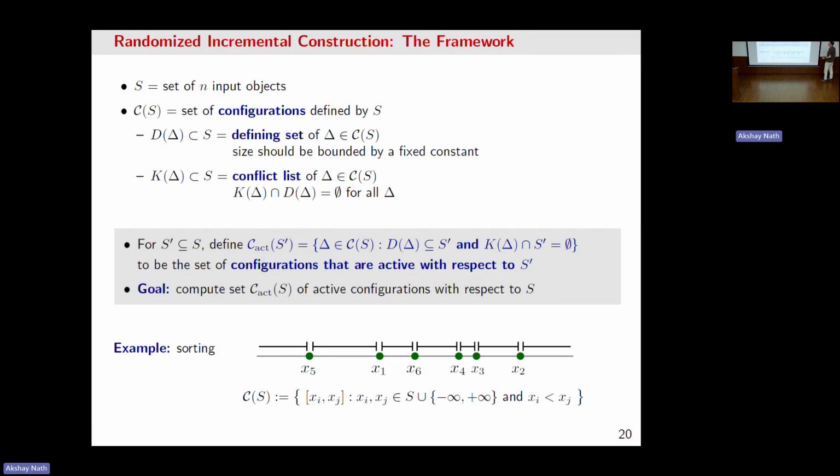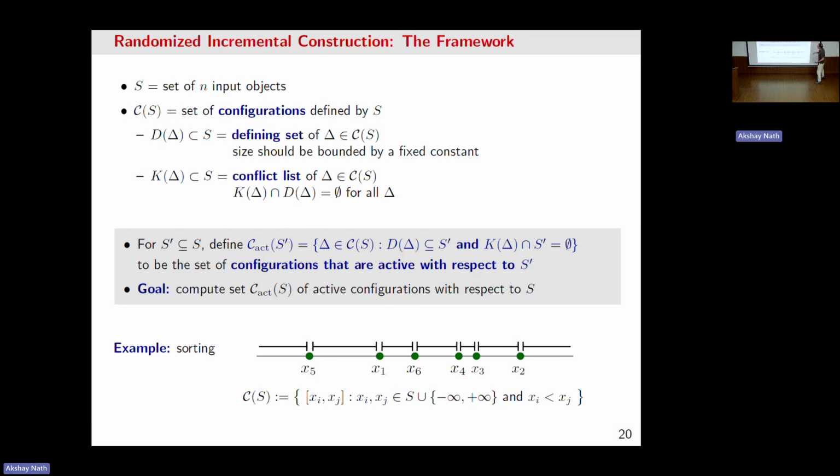Okay, so for sorting, S is x1 up to xn, union minus infinity, infinity. This is in my random permutation. Minus infinity and plus infinity must be the first two guys, so it's not quite precise maybe.